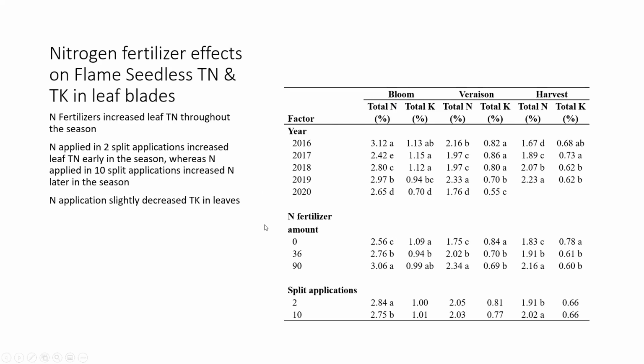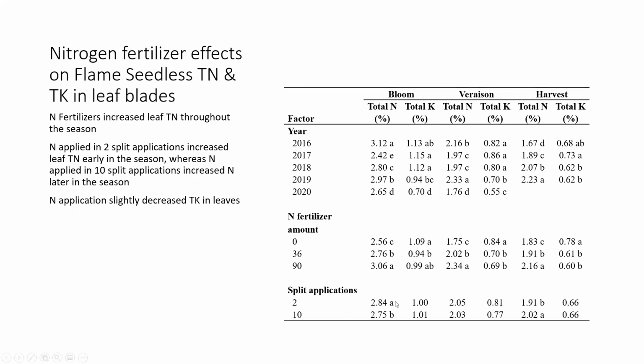And what we found is that, the split applications, I should say, were applied, the first split went down a month after bud break, and the remainder was after fruit set. And the 10 split applications started a month after bud break, and they continued every 2 weeks until they were all applied. And what we saw was in the beginning of the season, if the N was applied in a slug, which is the 2 split applications, we saw N increased early in the season, whereas if it was applied over the 10 split applications, we saw it increase N later in the season.